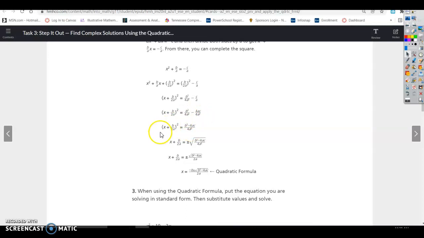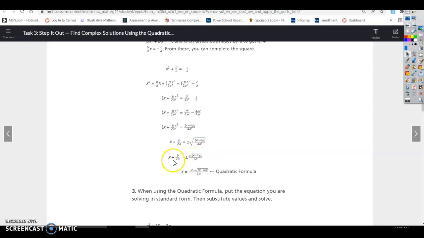And then the next step would be to take the square root of both sides. If you take the square root of both sides, it disappears on the left, and it becomes plus or minus the square root of all of this on the right side. Alright, then you can see that the bottom is a perfect square. So you can leave the square root on the top in the numerator and take the square root of 4, which is 2, and the square root of a squared, which is a.